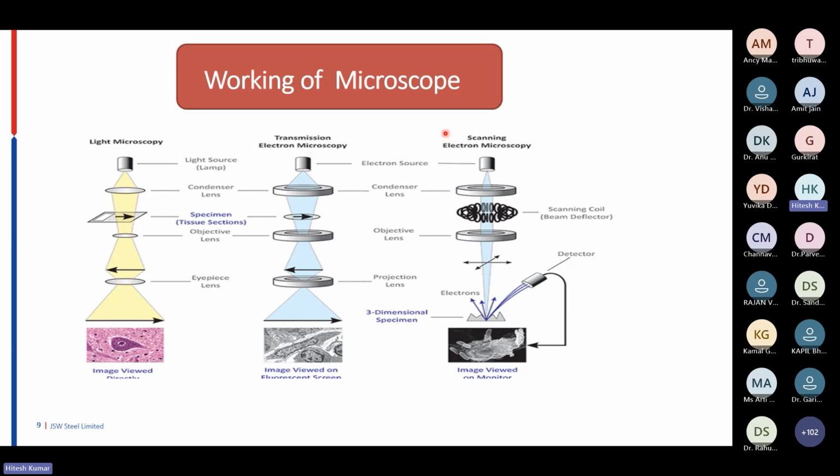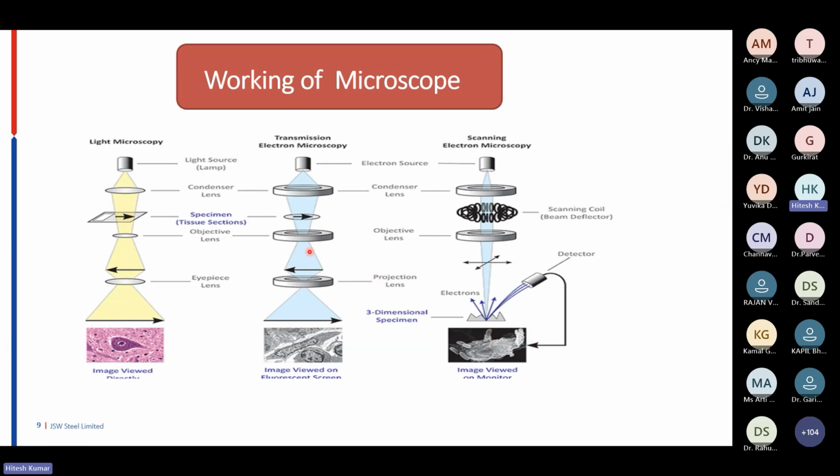The second is scanning, and the third is transmission electron microscopy. In scanning electron microscopy, the basic idea is that the electrons bombard your sample, they are diffracted, and with the help of a detector you capture those data and then visualize them.